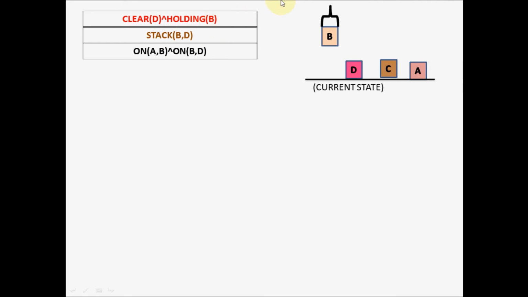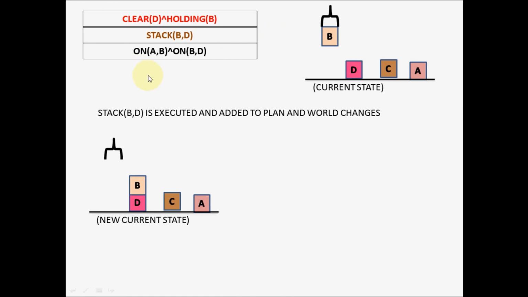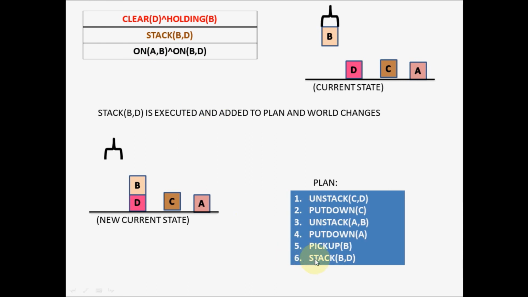So this can be successfully removed and the stack action can be executed. Now executing the stack action will do two things. One, it will change the current world by stacking B on top of D. And second, stack B comma D itself will be added as the next step of the plan. And then stack B comma D can be removed from the stack. So after B is stacked on top of D, this is the new current world. And in the plan, stack B comma D is added as the sixth step. Right, and then this can be removed.